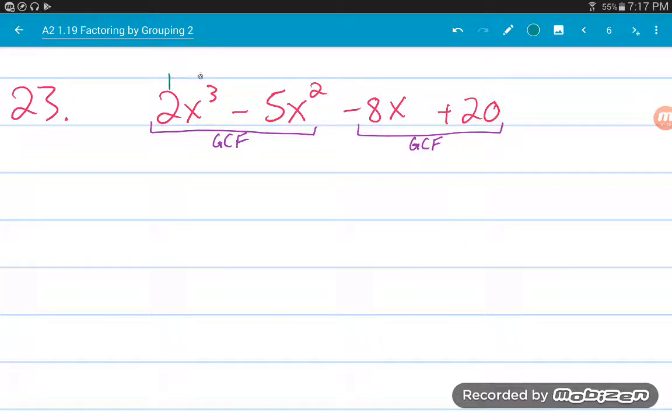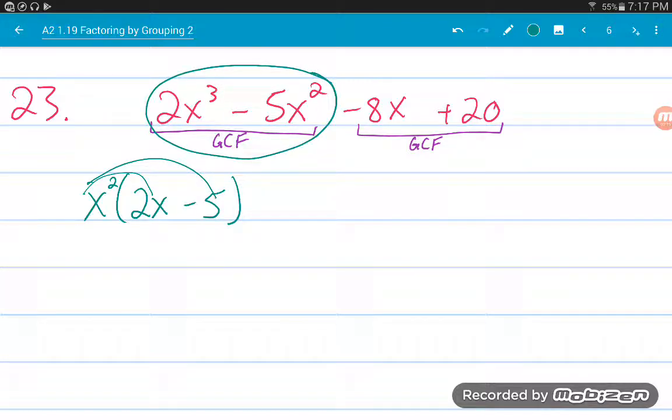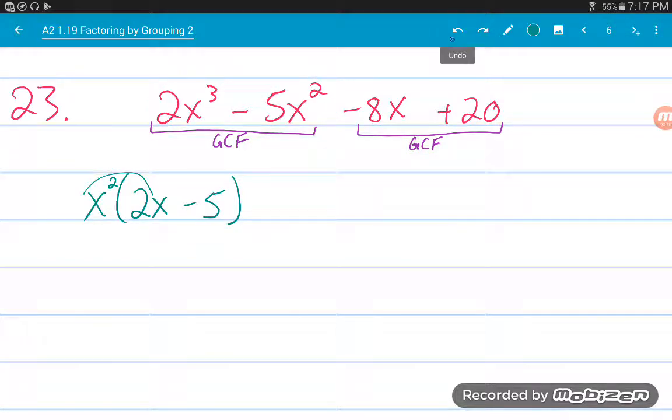What I see is in the first I have a 2 and a 5, right? 2 and 5 don't have any common factors. There's no number that can divide into 2 and 5. So what I'm going to do instead is I'm going to pull two x's, an x squared. I'm going to pull an x squared off of each one of these terms here, and I'm going to pull it out to the front. When I pull that x squared off, it comes to the outside of the parentheses, leaving me with 2x minus 5. Now you can distribute back in if you want to check to make sure that you get this. And that's a good way to check to see if you're right.